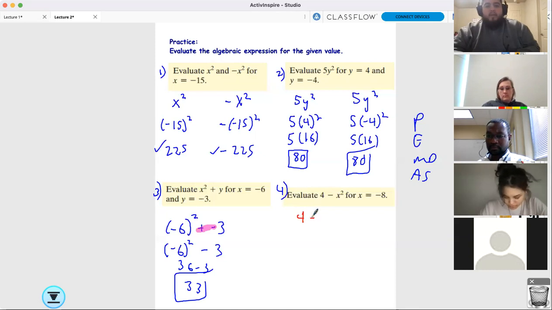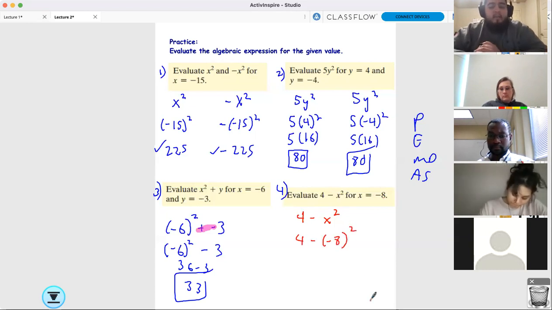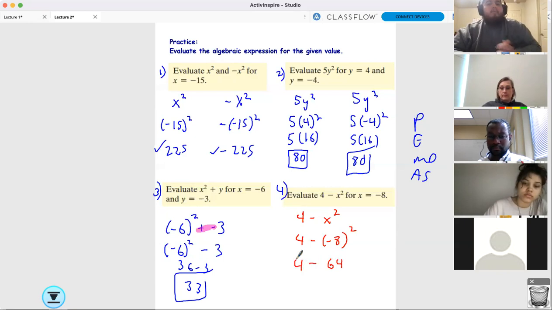We have 4 minus x squared. Am I going to put parentheses around -8? Yes or no? Yes, we are, because we're squaring a negative number. The x is being squared. -8 times -8 is a positive 64, but bring down everything else.